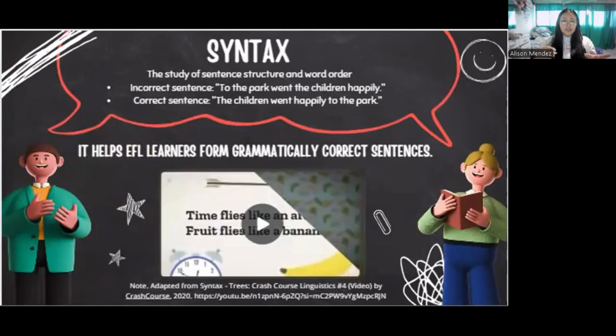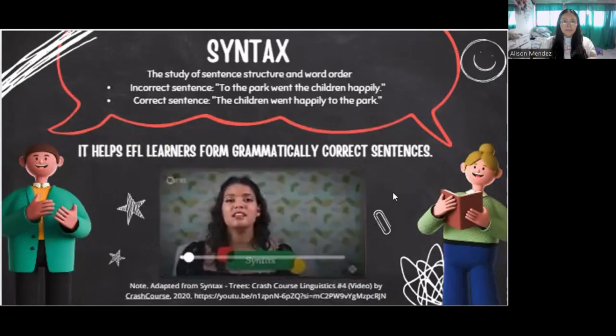Syntax helps us organize words, just like we organize puzzle pieces. For example, the sentence "to the park when the children happily" sounds awkward because the pieces are misplaced. Rearranging it into "The children happily went to the park" made it clear and natural.